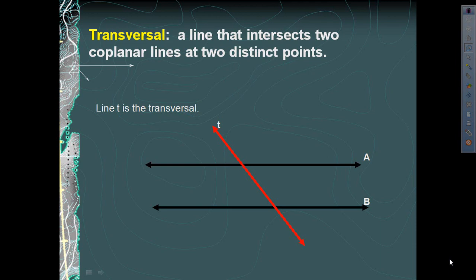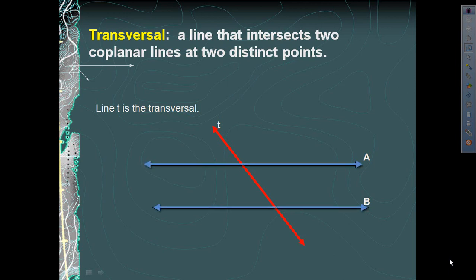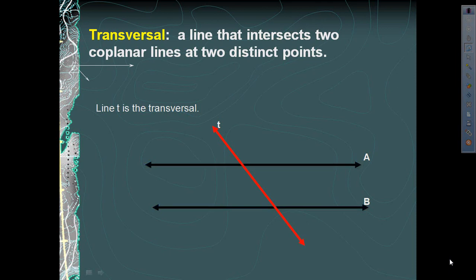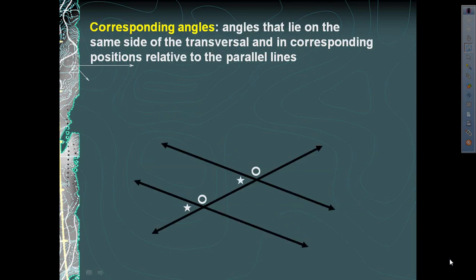Another vocabulary word we have is the transversal, and this is a line that intersects two coplanar lines at two distinct points. In this example, line T is the transversal, and it intersects line A and line B. Now in the next few slides, we're going to see what names we give to some of these angles that are formed by a transversal.